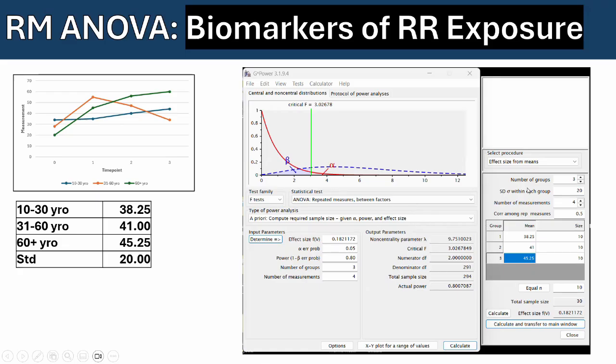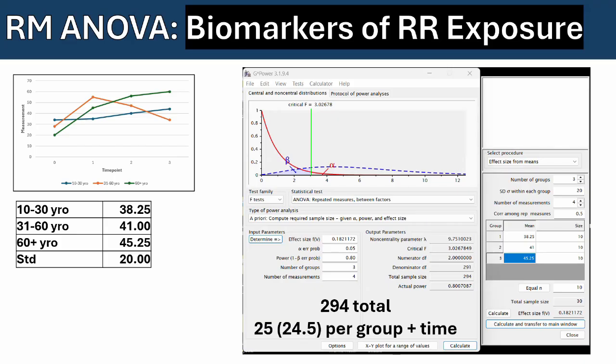I'm going to need to have my standard deviation within group, like the other ANOVA, my number of measurements. So 4, we have 4 time points, my group means, and then I'm going to just default my correlation among repeated measures as 0.5, given no other information. That's going to calculate an effect size. When I click this, it's going to give me a total sample size of 294, which if you divide that by 12, so 3 groups times 4 treatment times, that gives us 24.5, but you can't have half a person, so I'm going to round that up to, I need 25 members per group and then per time.